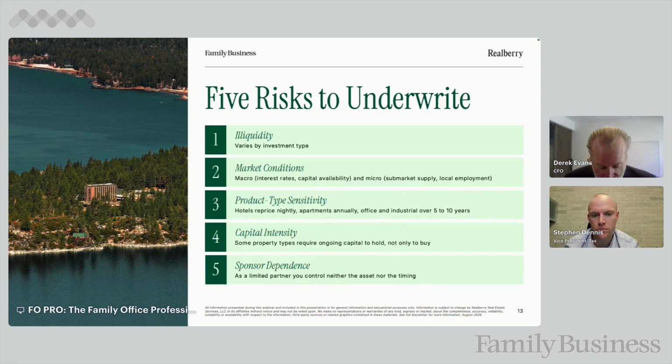Product type sensitivity. So different assets, different asset classes have different risks that you need to consider when underwriting. I think when you look at the spectrum, you look at the net lease assets on one side, and then maybe you look at office or hospitality on the other end of the risk spectrum. And within those product types, there are different characteristics that impact the risk of the investment. So generally, the riskier the product type, the higher the return. The less risky, the lower the return.